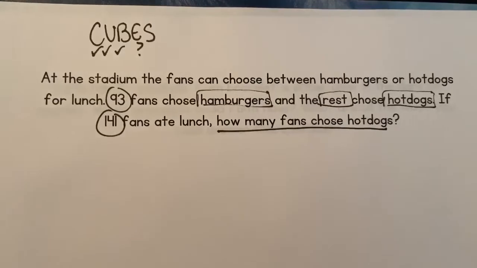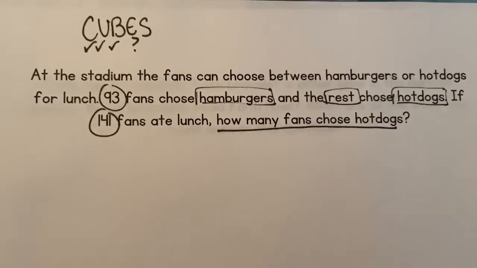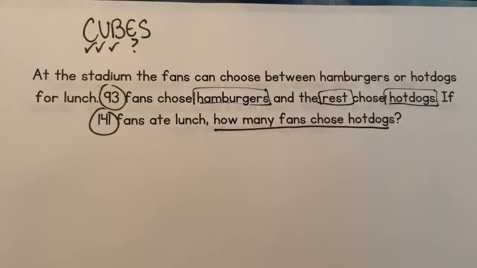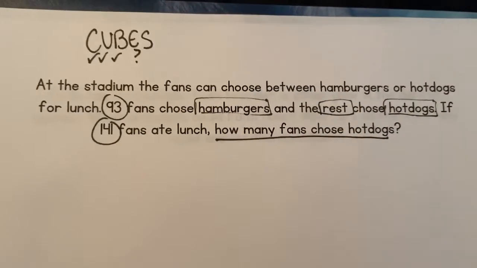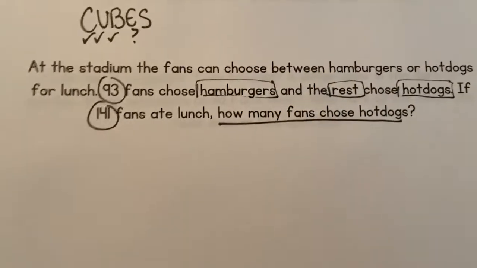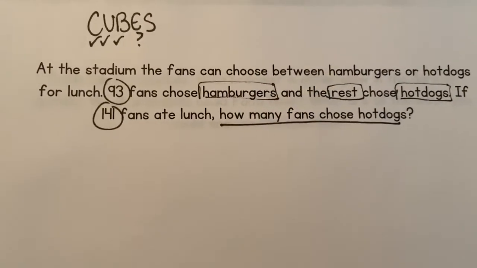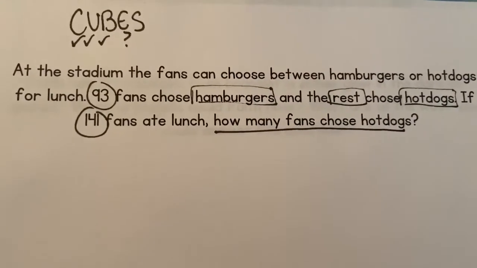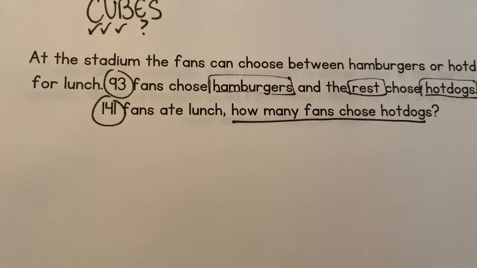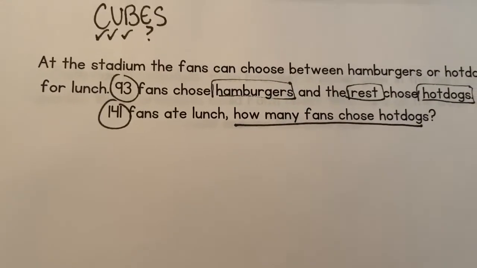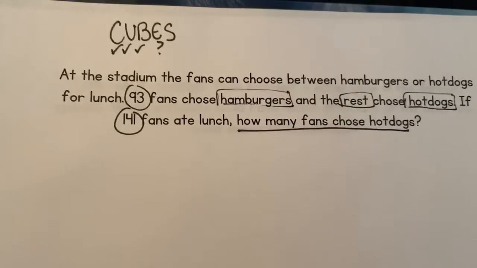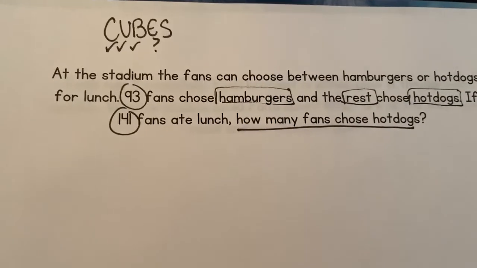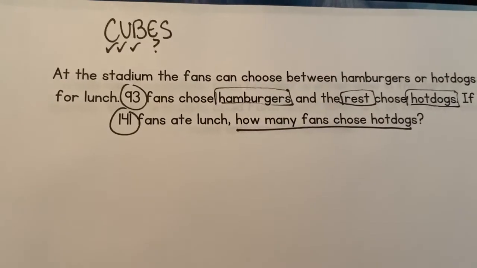We're going to go ahead and get started with our new CGI story poem for the day. All right, so let's go ahead and read this. It says, at the stadium, the fans can choose between hamburgers or hot dogs for lunch. I'm already hungry. 93 fans chose hamburgers and the rest chose hot dogs. If 141 fans ate lunch, how many fans chose hot dogs?